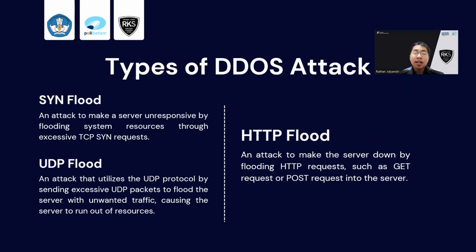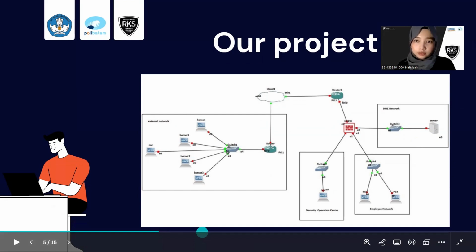The first one is SYN flood. SYN flood is an attack to make a server unresponsive by flooding system resources with excessive TCP SYN requests. The second one is UDP flood. UDP flood is an attack that utilizes the UDP protocol by sending excessive UDP packets to flood the server with unwanted traffic, causing the server to run out of resources. And the last one is HTTP flood. HTTP flood is an attack to make a server down by flooding HTTP requests, such as GET requests or POST requests into the server.